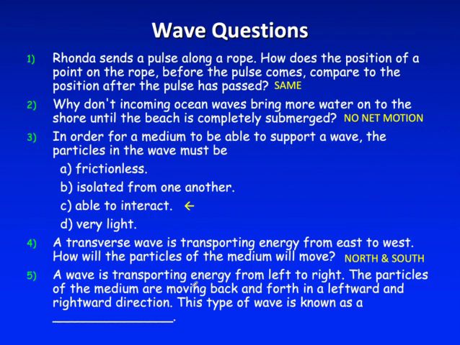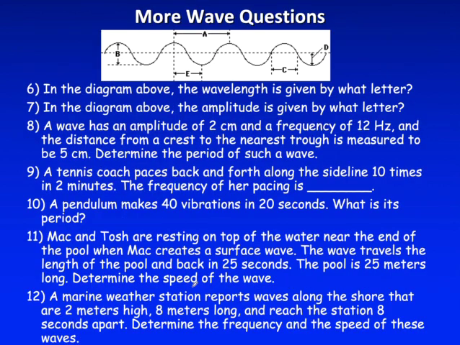A wave is transferring energy from left to right. The particles in the medium are moving back and forth in the left and rightward direction. This type of wave is known as a longitudinal wave. Good. In the diagram above, the wavelength is given by which letter or letters? The answer in this one has to be A. The amplitude is given by what letter? That would be D, or it would actually be half of B. They don't give us that option.